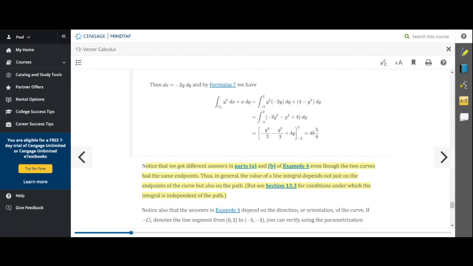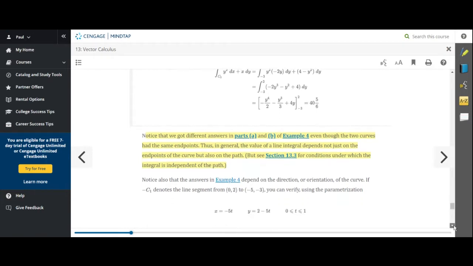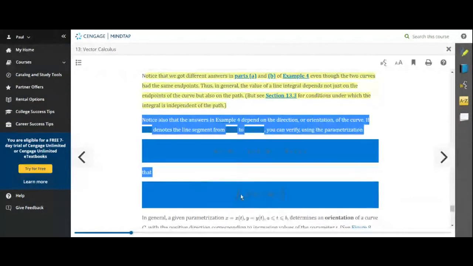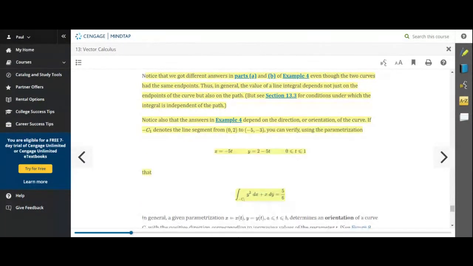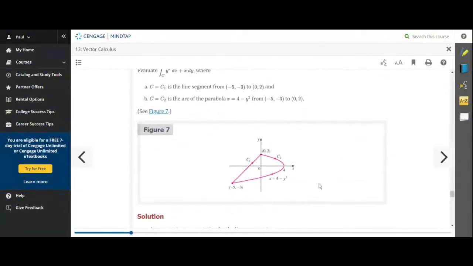Okay, and that's desirable, right? But that's only under certain situations. Now, one thing they also mention here is that the answers in example 4 depend on the direction or orientation of the curve. So the starting point in example 4 was -5, -3, and so you see here in the example how the curve C1, you're starting at -5, -3, and then there's an arrow going in the direction to 0, 2. So you're going from -5, -3 to 0, 2.